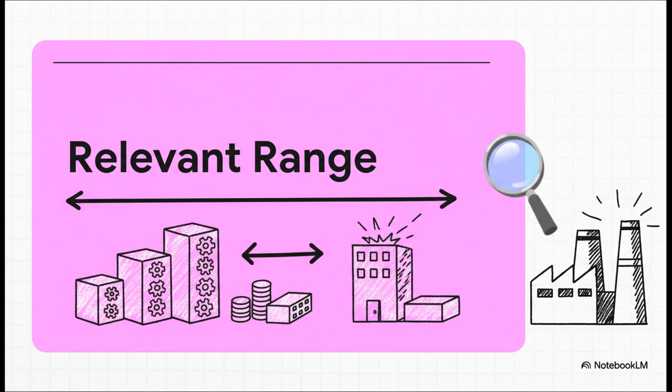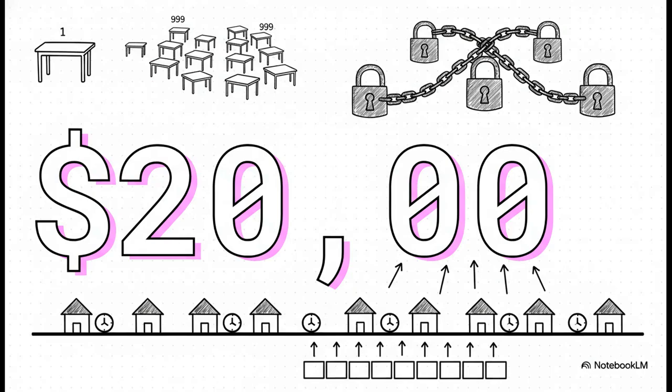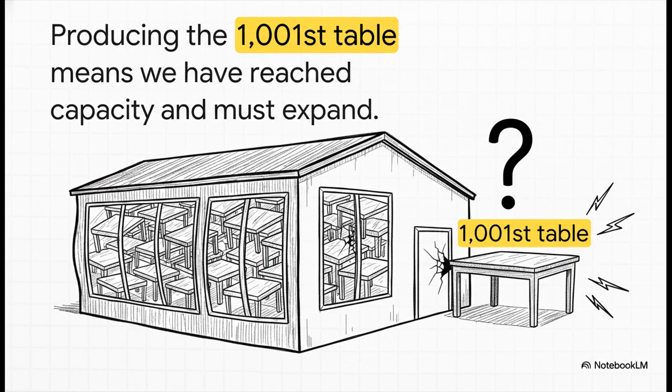So here's the catch. Those fixed costs, well, they aren't really fixed forever. They're only fixed within a certain window of activity. Think of it like the maximum capacity of your current setup. For our little workshop, let's say our current relevant range is somewhere between 0 and 1,000 tables a month. With the space we have, the equipment we own, and our one awesome supervisor, that's the absolute most we can possibly produce. And as long as we stay inside that range, whether we make just 1 table or 999, our monthly fixed cost holds steady at that $20,000 number we talked about. It's stable, it's predictable, it's, well, fixed.